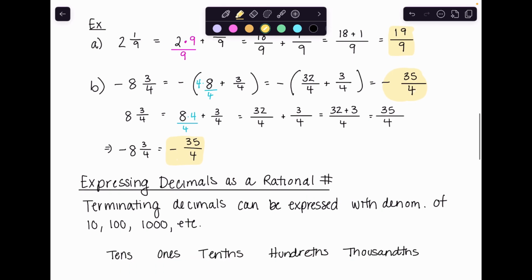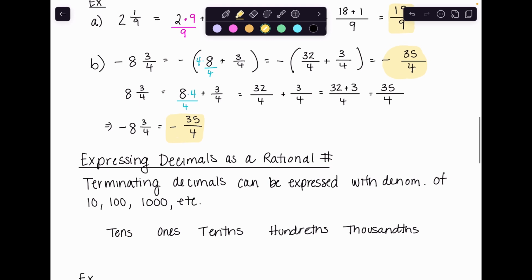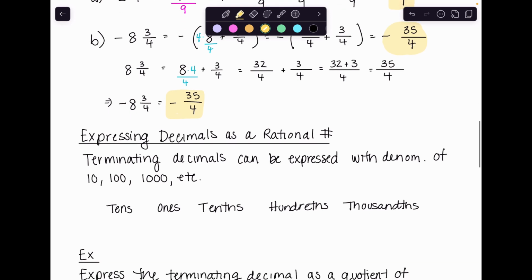So the very last thing we're gonna do in this section is talk about expressing decimals, which are either terminating or repeating, as a rational number. So terminating decimals, if you think about this, really every single decimal place corresponds to a tens position. So your tens in general are just 10. Then you have your 1 spot. If I even go this way, my 100th spot is my 3rd position.